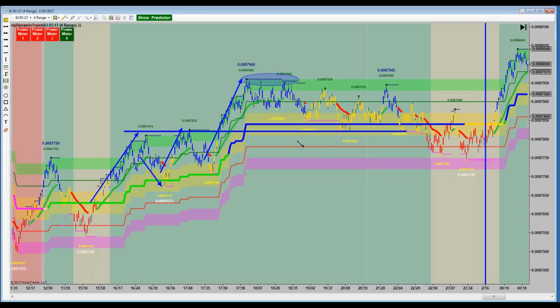All right, so just real quick, let me circle a couple areas here. We pull back, we get support just above the midband, and we get a little bounce. But what's important to note is this right here. What's happening with that right there?